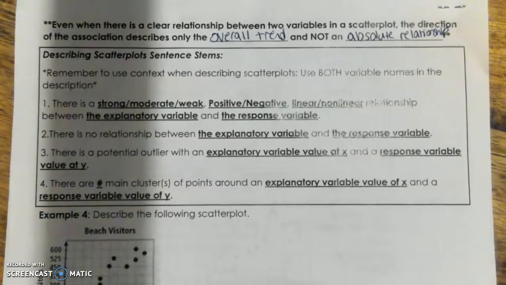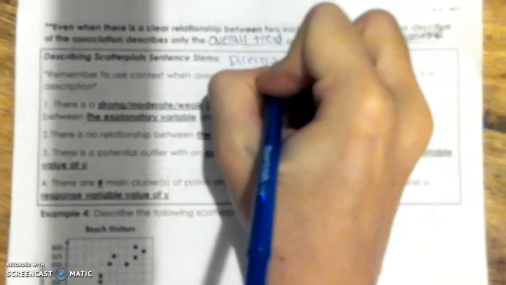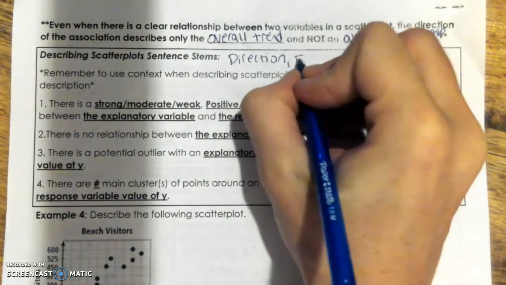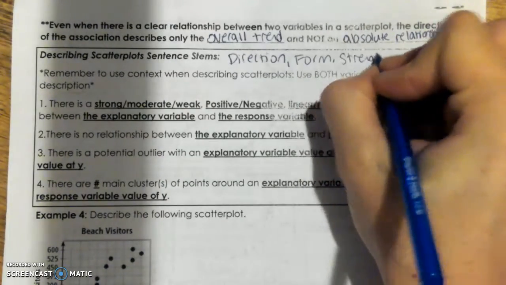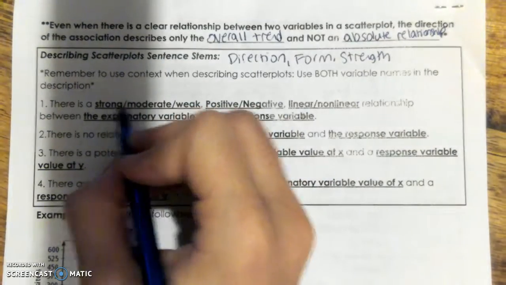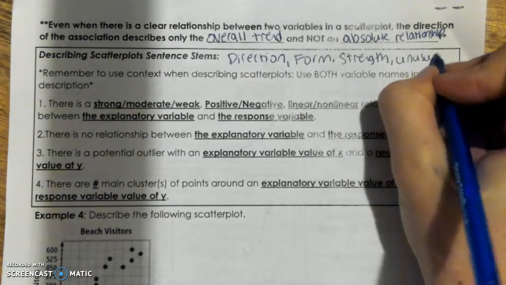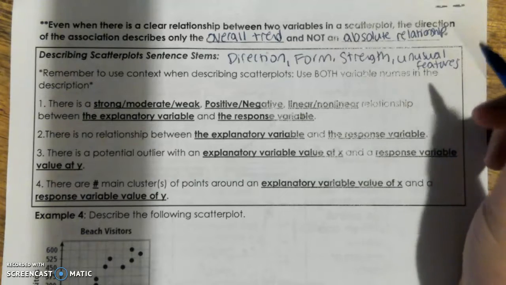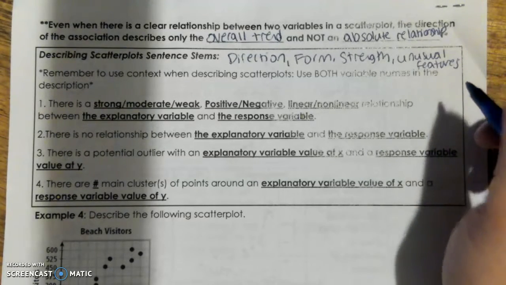All right, so the four things that we need to describe: direction, and my options there are positive or negative. Form, my options there are linear and nonlinear. Strength, my options are strong, moderate, and weak. And unusual features. Typically it would be an outlier or a cluster or nothing at all.